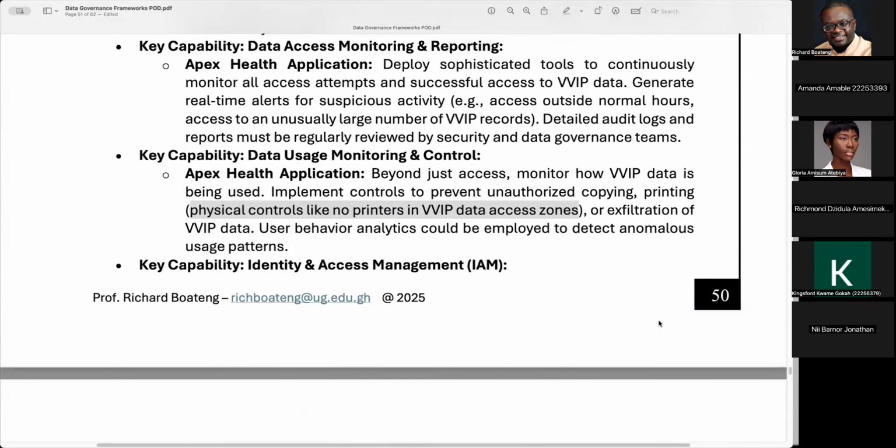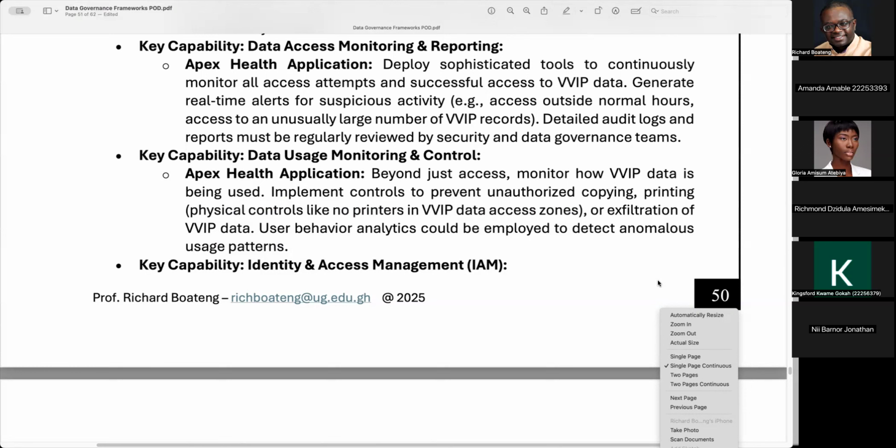It involves implementing controls where feasible to prevent unauthorized actions like copying sensitive data to removable media, printing highly classified records, potentially disabling print functions or requiring specific approvals, or attempting to exfiltrate data. This might involve technical controls like endpoint DLP or user behavior analytics, UBA tools designed to spot anomalies in user interaction patterns with sensitive data that might indicate insider threats or compromised accounts.